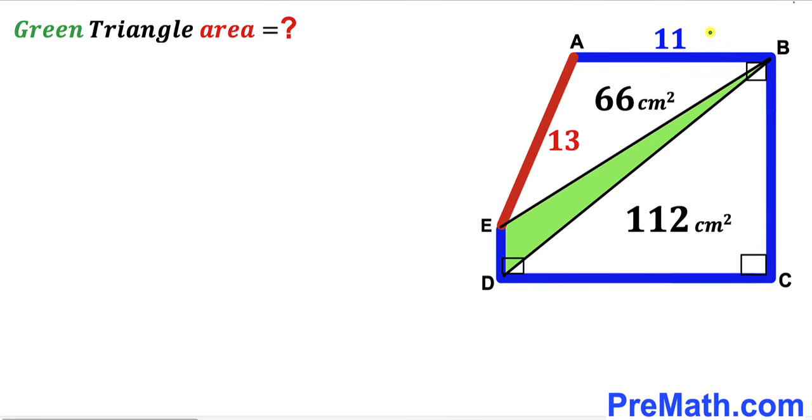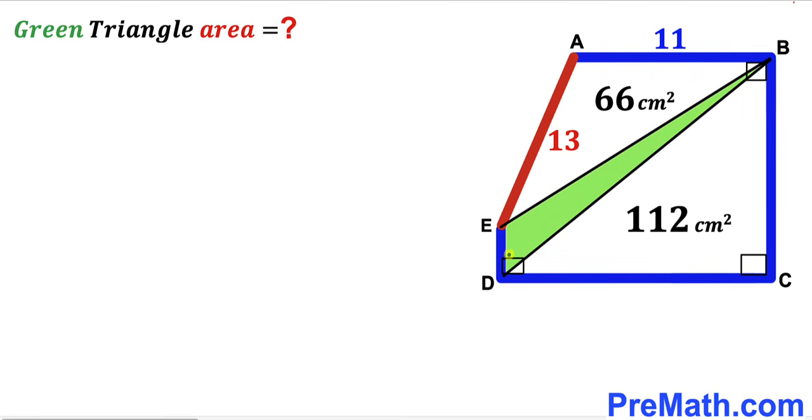As you can see in this given diagram, the area of this triangle ABE has been given to us as 66 centimeter square. The area of this right triangle BCD has been given to us as 112 centimeter square as well. And moreover, this side AB is 11 centimeter, whereas this side AE is 13 centimeter.